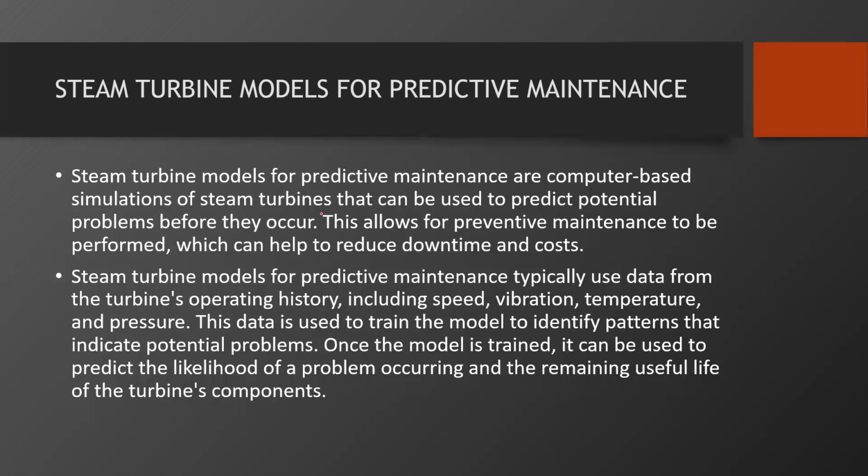The steam turbine models for predictive maintenance typically use data from the turbine's operating history, including speed, vibration, temperature, and pressure. This data is used to train the model to identify patterns that indicate potential problems. Once the model is trained, it can be used to predict the likelihood of a problem occurring and the remaining useful life of the turbine's components.